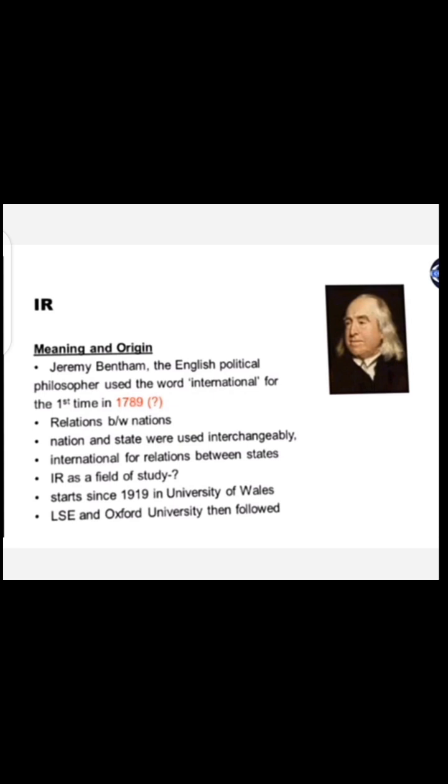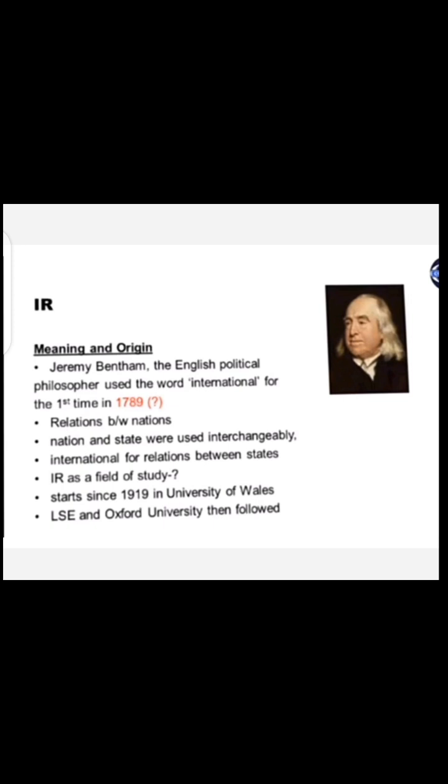From where did we get the word international relations? It was given by Jeremy Bentham, the English political philosopher, who used the word international for the first time in 1789. In the same year, some very important events occurred. I will discuss them in my next slides. They will help you in understanding current affairs and general knowledge.